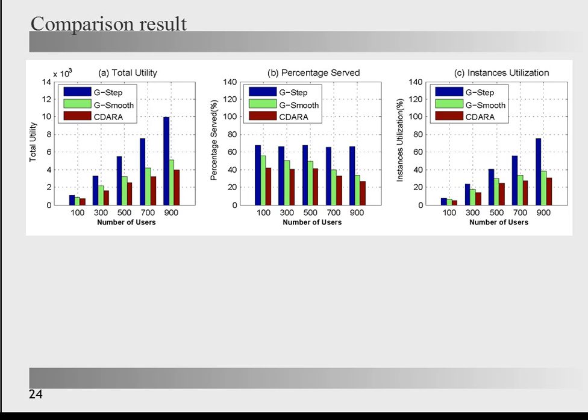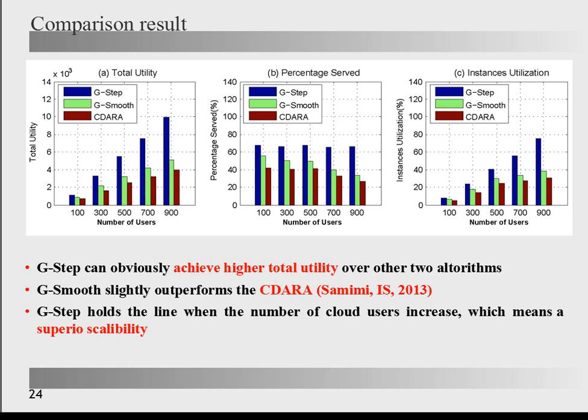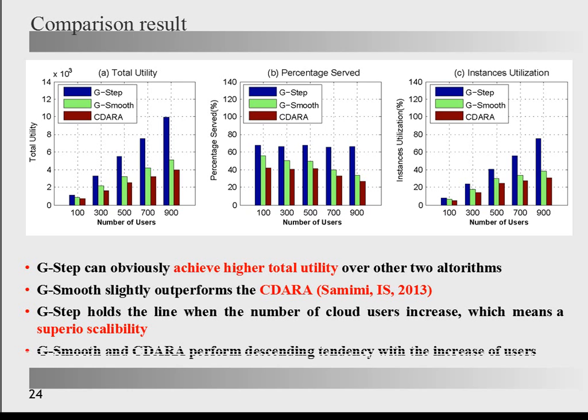In the figure above, we can see that G-step can obviously achieve higher total utility than the other 2 algorithms, and G-smooth slightly outperforms CDARA. Then in the plot of percentage served, G-step holds the line when the number of cloud users increases, which means superior scalability, while the other 2 algorithms show a descending tendency.